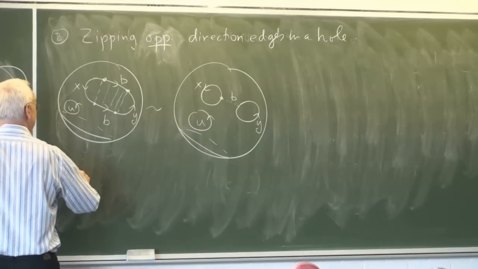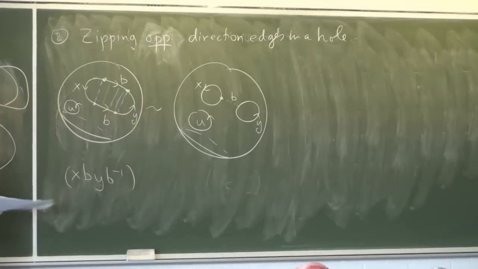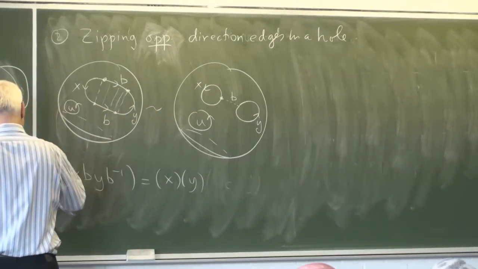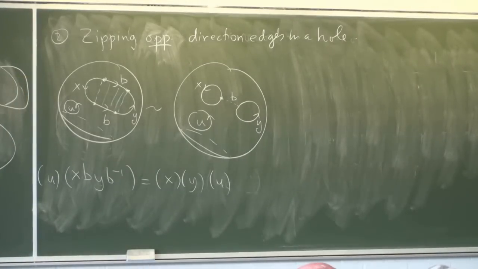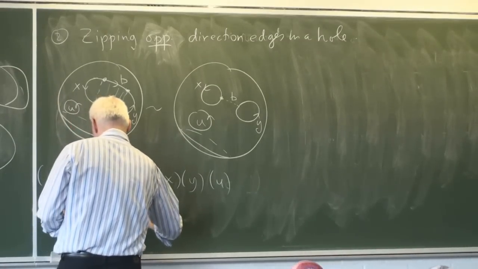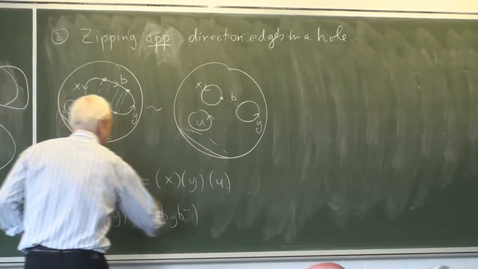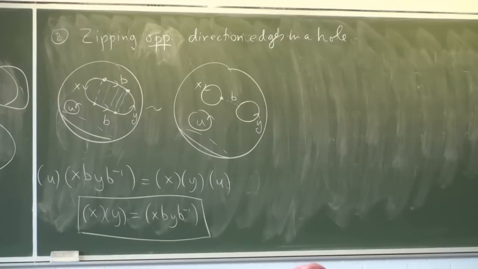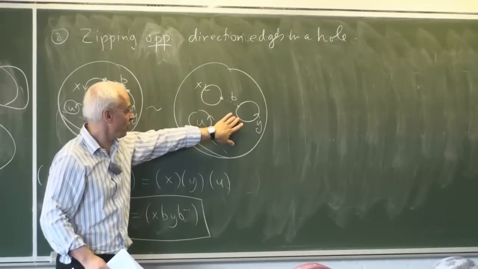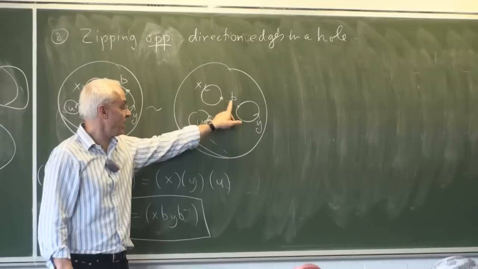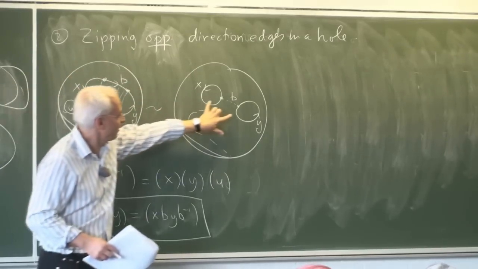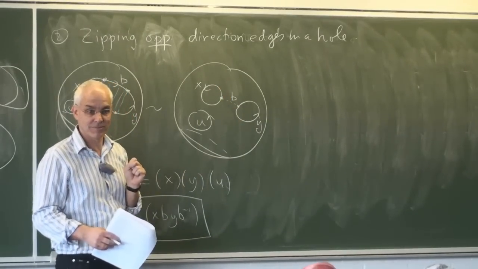So we can write this as X, B, Y, B inverse, that particular hole, can be replaced by hole X, hole Y. And if there's a hole U in front, then it stays there as well. But the crucial relation is that X, Y equals X, B, Y, B inverse. And it's important to recognize that we can go both ways. Not just zipping the hole, but if necessary, we can have two holes and we can combine these two holes into a single hole by creating a new edge B. So it's not just a way of zipping together edges, it's also a way of coalescing two individual holes to get a bigger hole. To go from here to here.